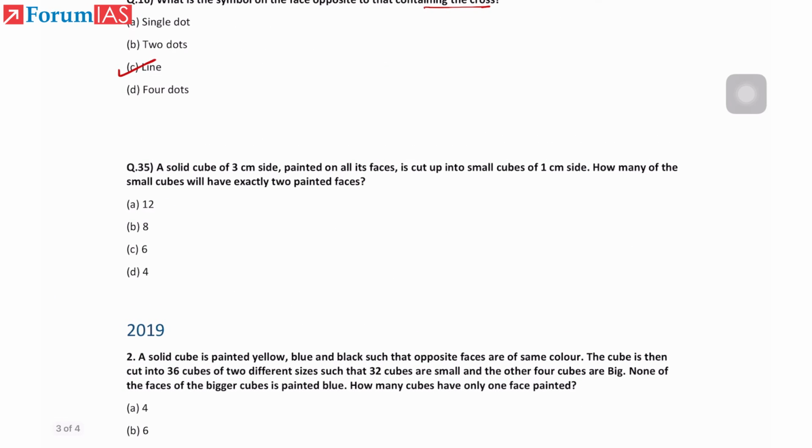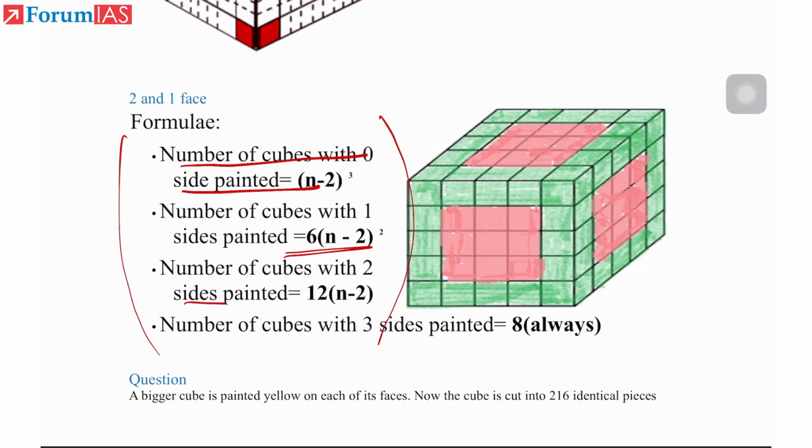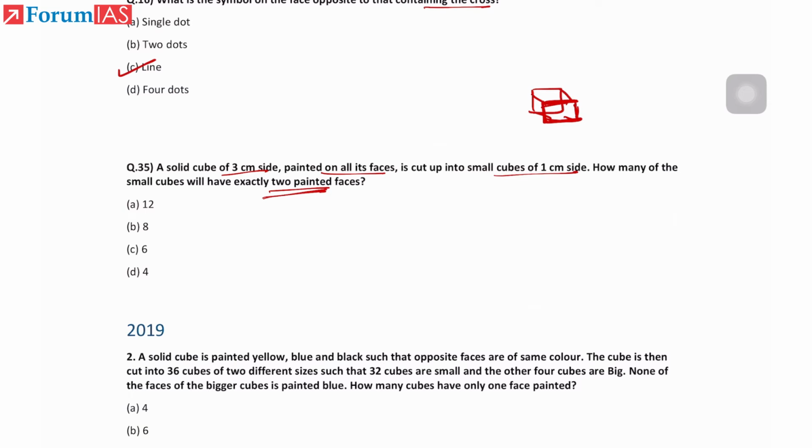Then the next question: a solid cube of 3 cm side is painted on all its faces and cut into 1 cm cubes. How many small cubes will have 2 painted faces? Two painted faces are the cubes which lie on the edges, and there are 12 edges. With 2 sides painted, the formula is 12 into (n minus 2).